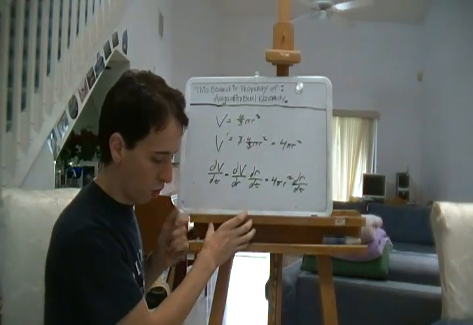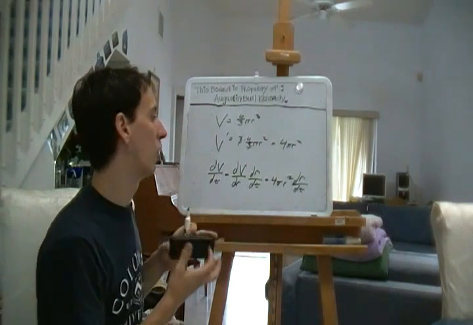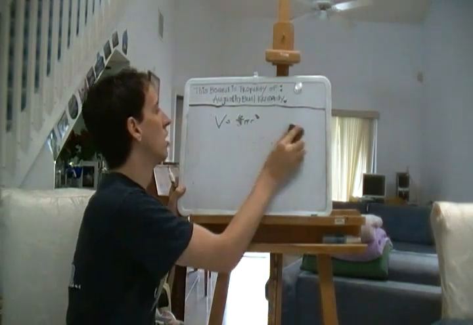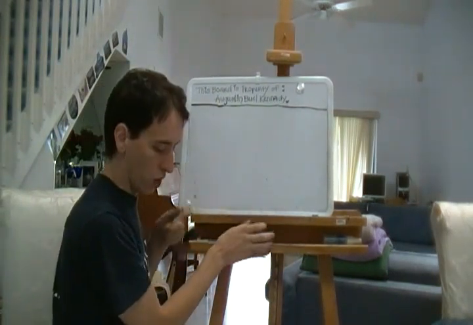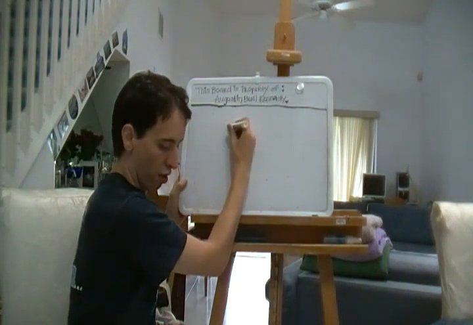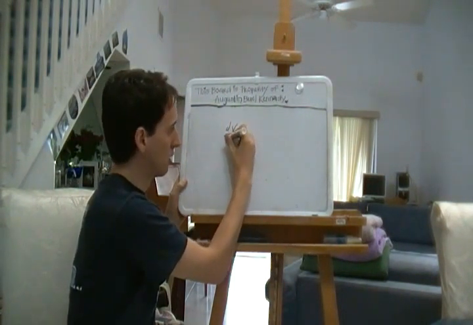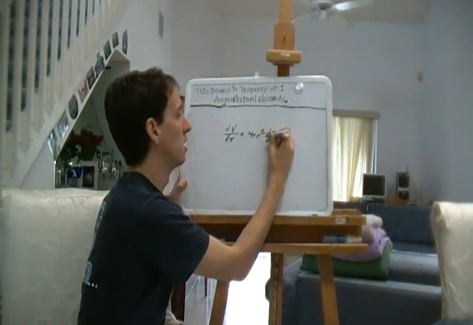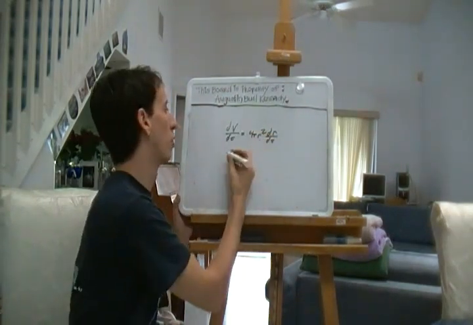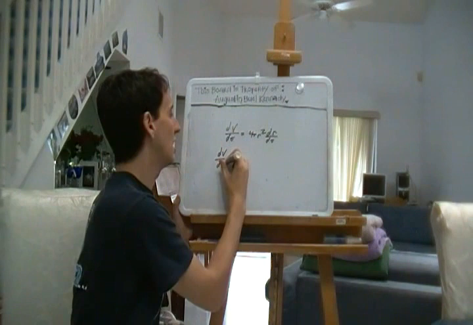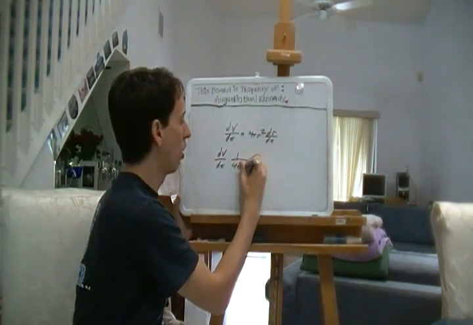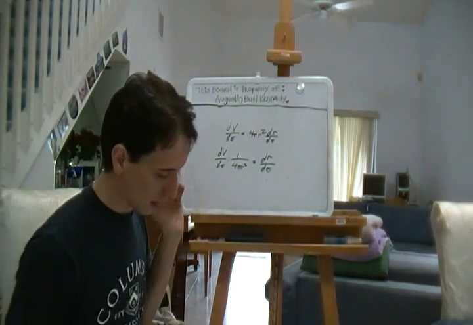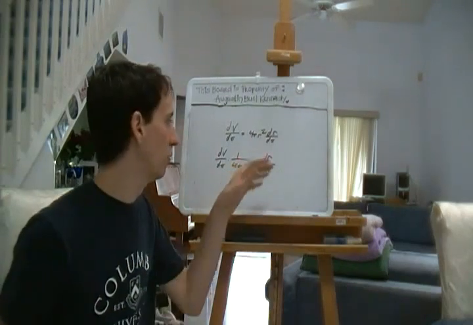Now, what comes next? Well, we need to isolate dr/dt because that's what we have to know. We know dV/dt, let's isolate dr/dt. So we have dV/dt equals 4 pi r squared dr/dt. All we need to do now is divide by 4 pi r squared. So we have dV/dt times 1 over 4 pi r squared equals the rate of change of radius with respect to time. And now we can finally plug in what we know.